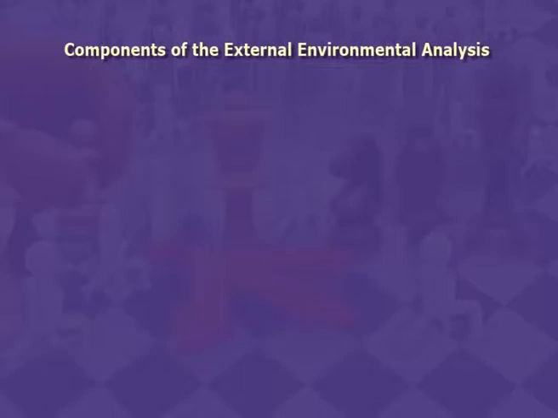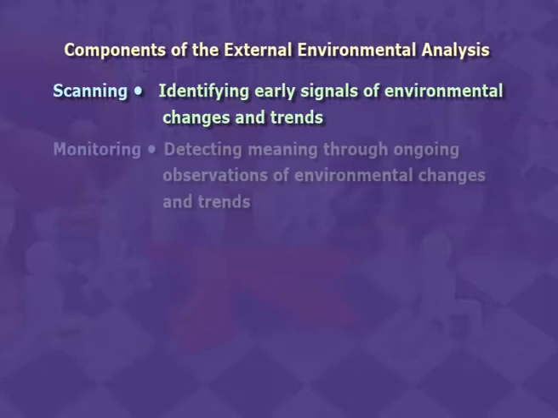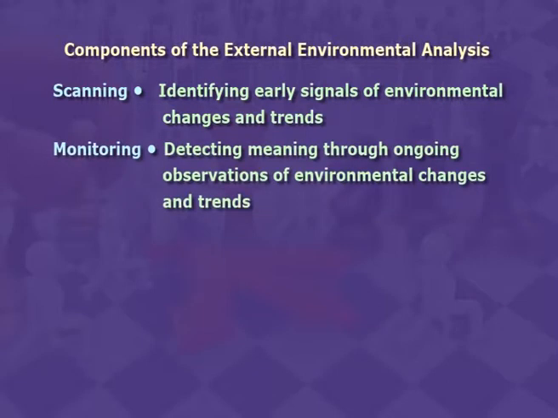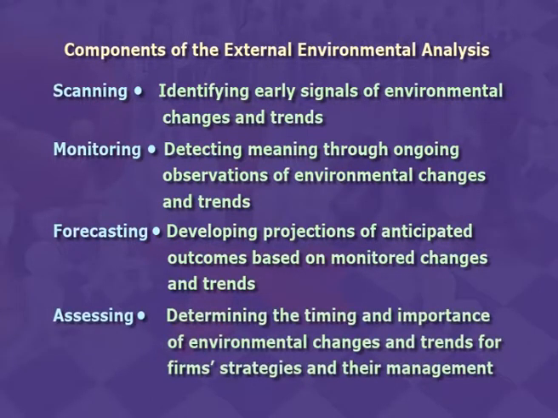Now, we discuss components of the external environmental analysis. First, scanning. Scanning is identifying early signals of environmental changes and trends. Second, monitoring. It is detecting meaning through ongoing observations of environmental changes and trends. Third, forecasting. It is developing projections of anticipated outcomes based on monitored changes and trends. Fourth, assessing. It is determining the timing and importance of environmental changes and trends for firm strategies and their management.